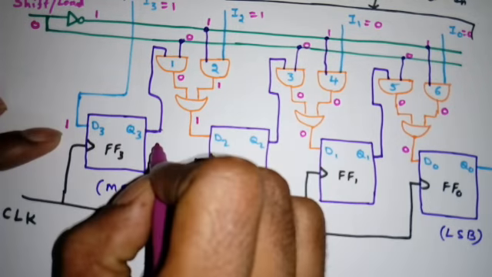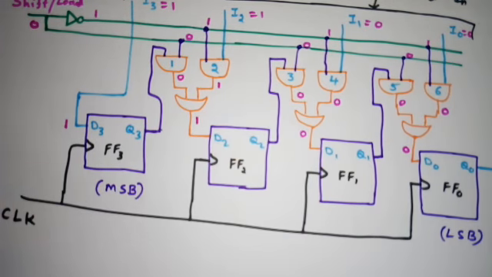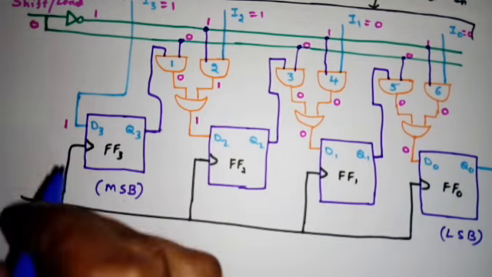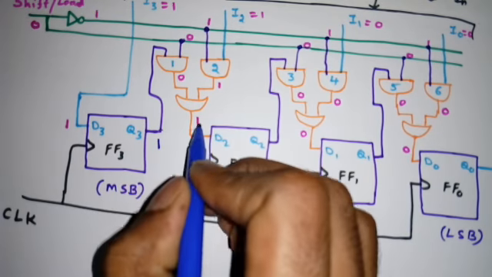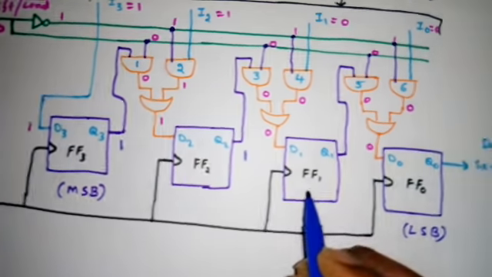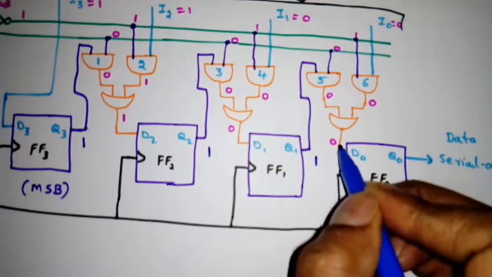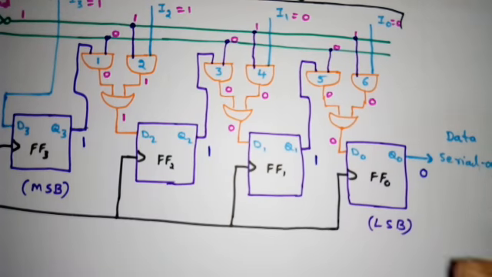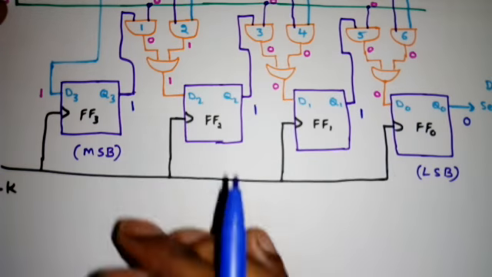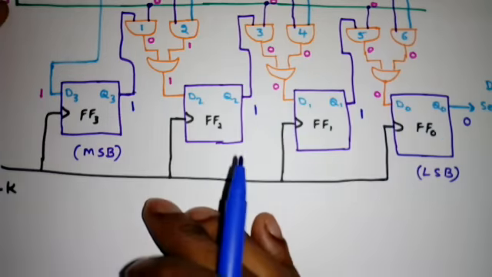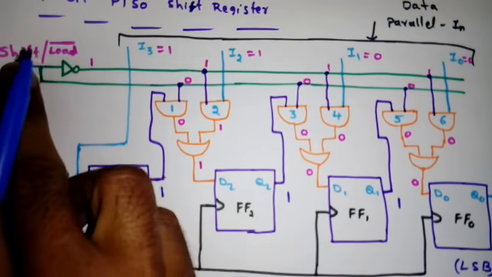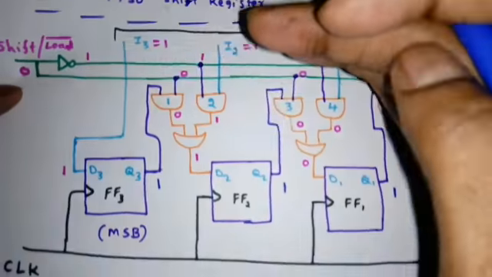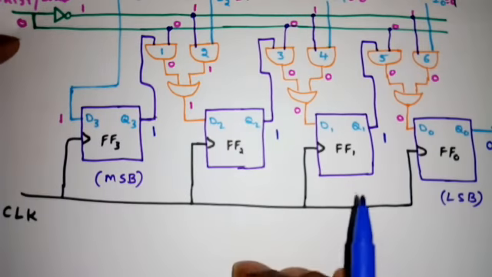This 1 will be transferred here. This 1 will be transferred here. This 1 will be transferred here. This 0 will be transferred here. This 0 will be transferred here. So what has just happened? We loaded the data in parallel depending on this control input. So when shift or load bar is equal to 0, we are loading the data in parallel.